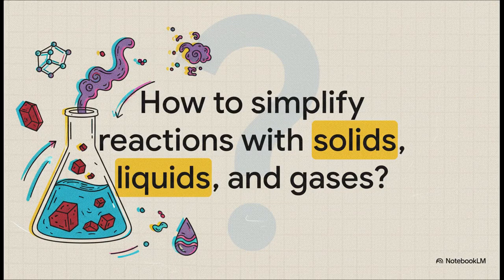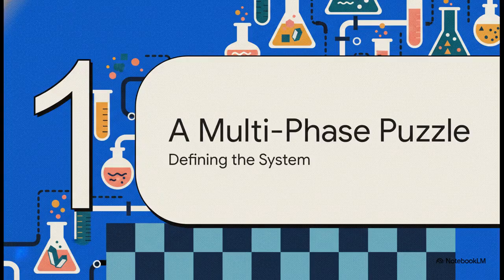So here's the big question, right? You've got a reaction going. There are solids, there are liquids, there are gases, all jumbled together in one container. How in the world do you figure out the equilibrium? It seems super complicated, but it turns out chemists have this incredibly simple, almost elegant trick that makes it all fall into place.